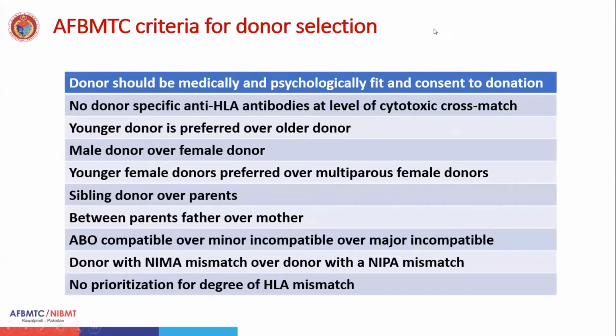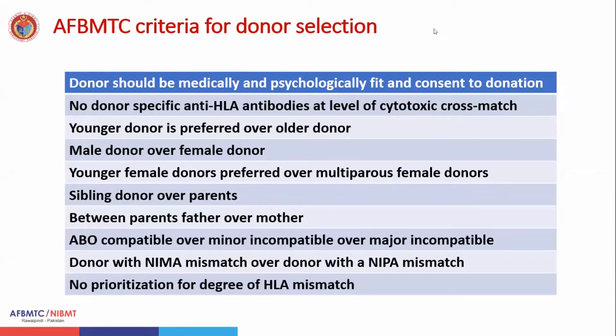Whichever criteria you use, the single most important factor is that there should be no donor-specific anti-HLA antibodies at the level of a cytotoxic cross-match. Because if there are anti-HLA antibodies in the recipient, they're going to lead to graft rejection, to poor graft function, delays in engraftment, and reduce overall survival. So this is the single most important factor.